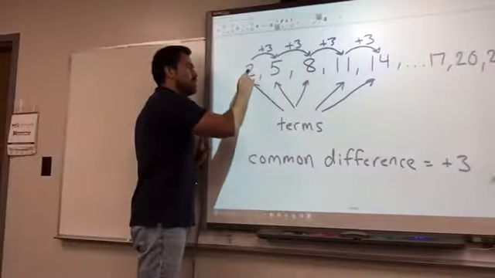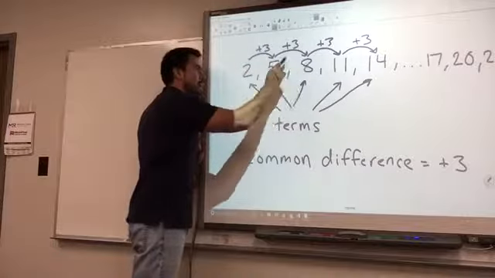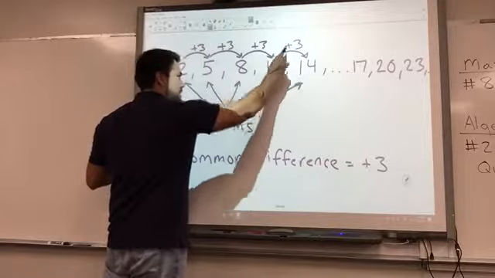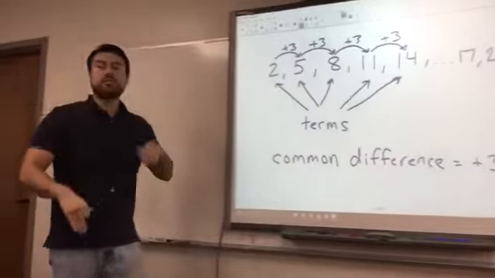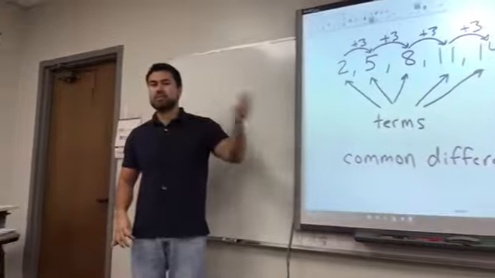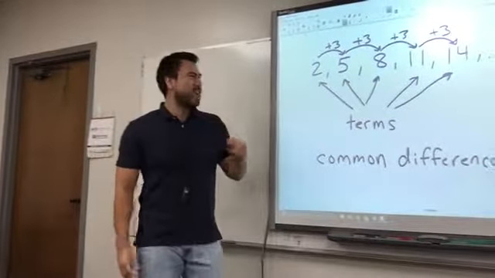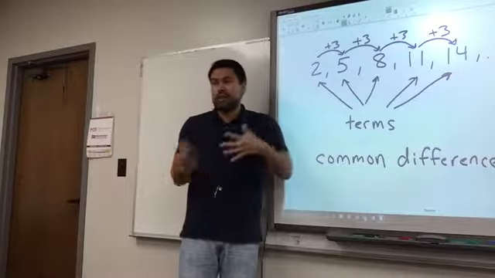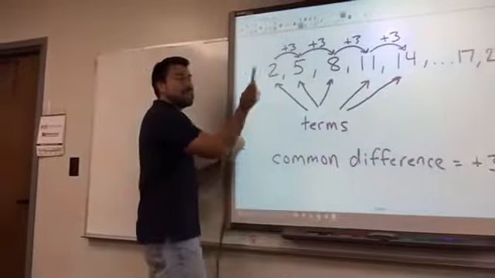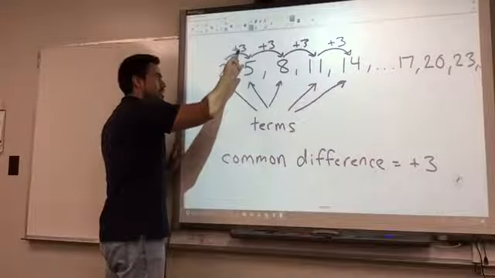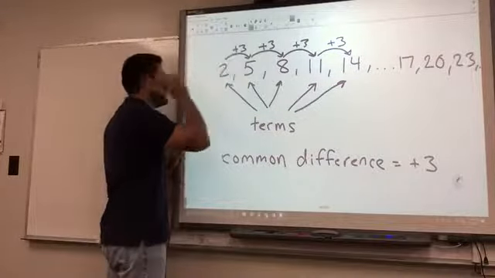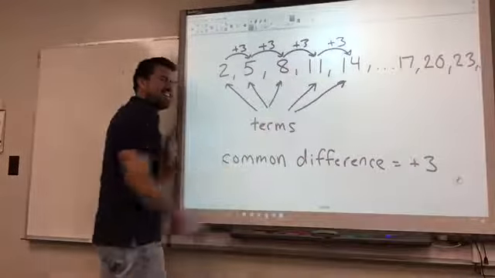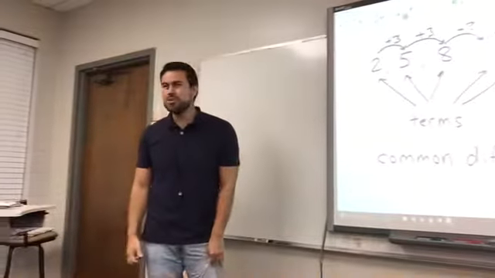What is 5 minus 2? 3. What's 8 minus 5? 3. 11 minus 8? 3. 14 minus 11? 3. Okay, and do you see that the common difference is always 3 if I do that kind of subtraction? Now, why couldn't I have just said the common sum? Can't I just say common sum? No. Well, if I say common sum, what's 2 plus 5? 7. Okay, let's see. 5 plus 8? 13. 8 plus 11? Wait, there's no common sum. There's no such thing as a common sum.